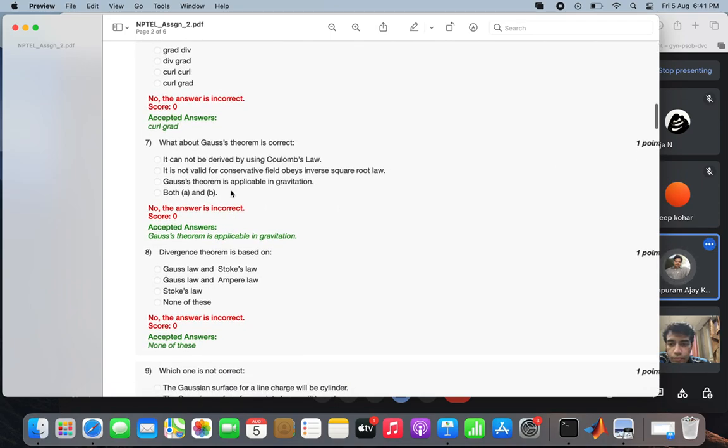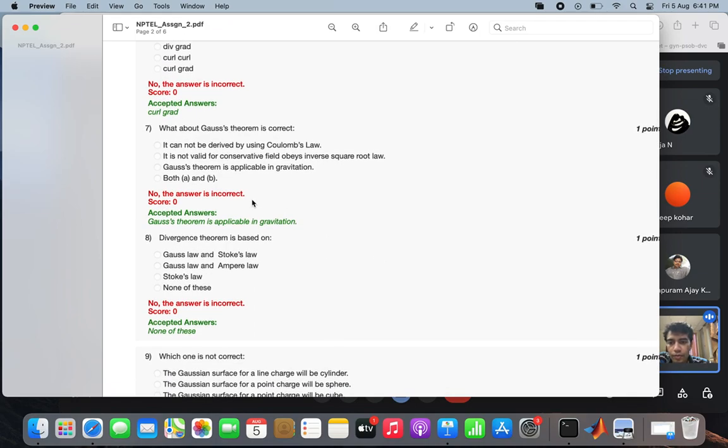Cannot be derived by... what about Gauss's theorem is correct? Is it not valid for conservative fields? So the correct option is D, because it can be derived from Coulomb's law. The first option says it cannot be derived using Coulomb's law, but that is incorrect. From Coulomb's law only we can derive Gauss's theorem, and it is valid for conservative fields as well.